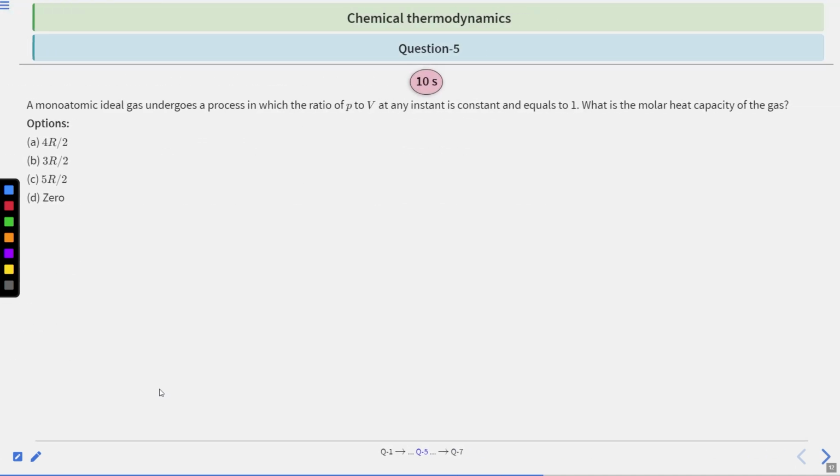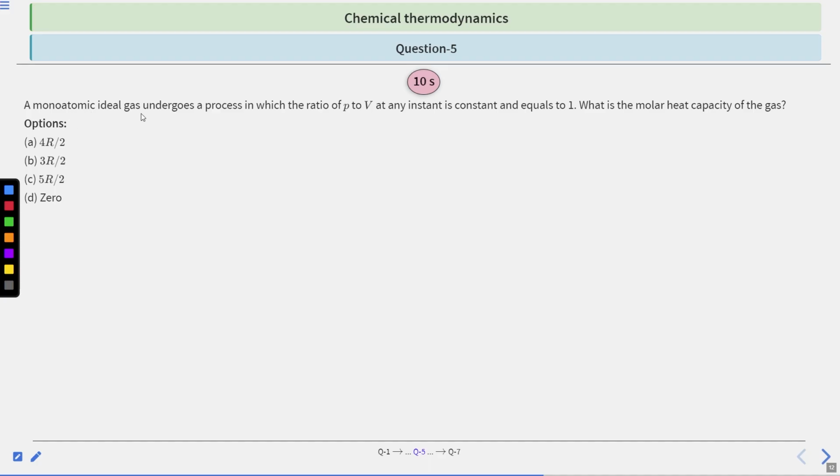Let's move to the next question, question number 5. A monoatomic ideal gas undergoes a process in which the ratio of P to V at any instant is constant and equal to 1. So what is the molar heat capacity of the gas? So we have again a monatomic ideal gas undergoing a process in which the P to V ratio at any instant is equal to 1. We have to find the molar heat capacity of that gas. The options are 4R by 2, 3R by 2, 5R by 2 or 0. So you have 10 seconds to solve this question. After that, we will see the answer.